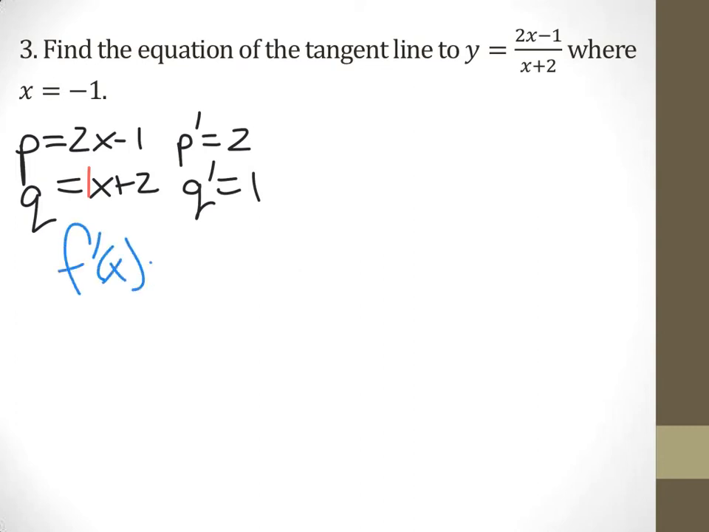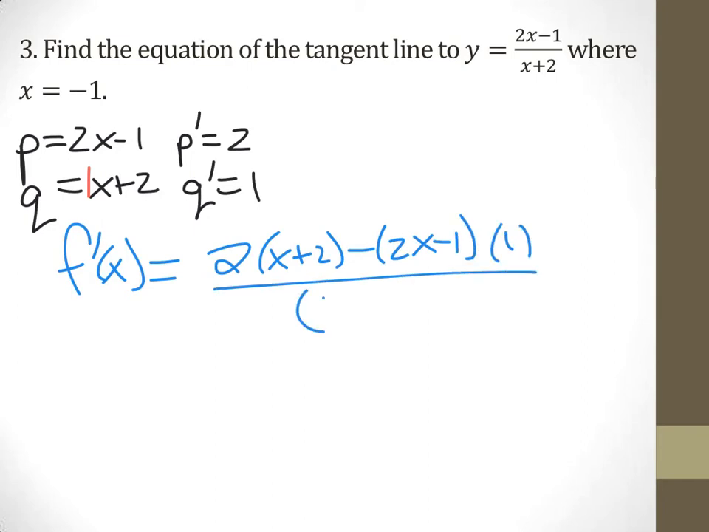Then we can go ahead and find that derivative. F prime of x is equal to p prime times q minus p times q prime all over q squared. So that's the quotient rule. Let's go ahead and evaluate that quotient rule where the x value is that they want us to work with, which is here, negative 1. So we're going to substitute it in here, here, and here.